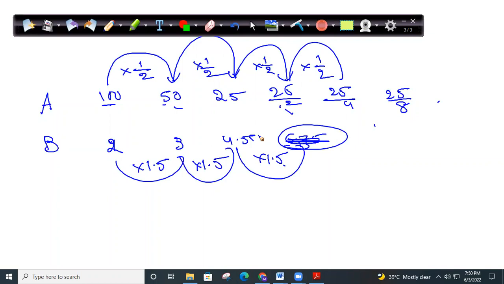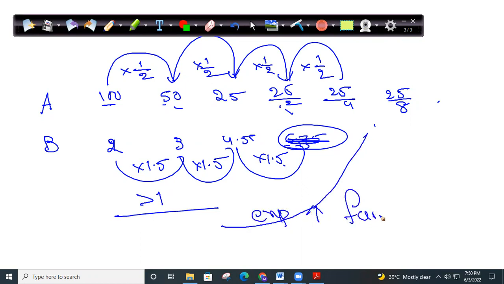But what is the difference in my multiplication? In the first case, I'm multiplying with a number less than 1. In the second case, I'm multiplying with a number which is greater than 1. So if I multiply with a number greater than 1, it is an exponentially increasing function. That's it. Exponentially increasing function.